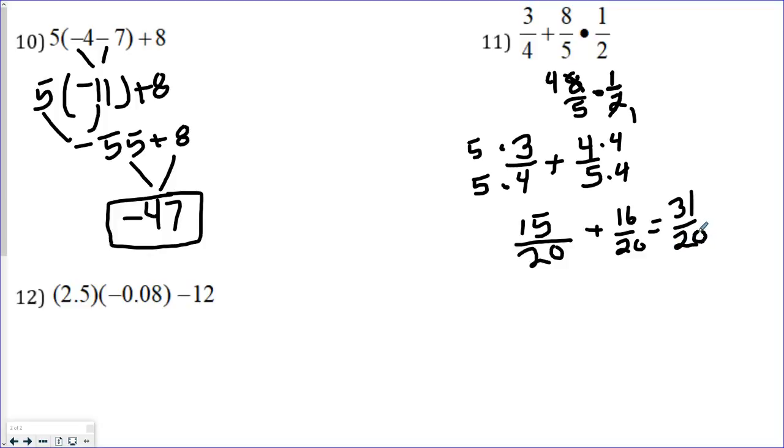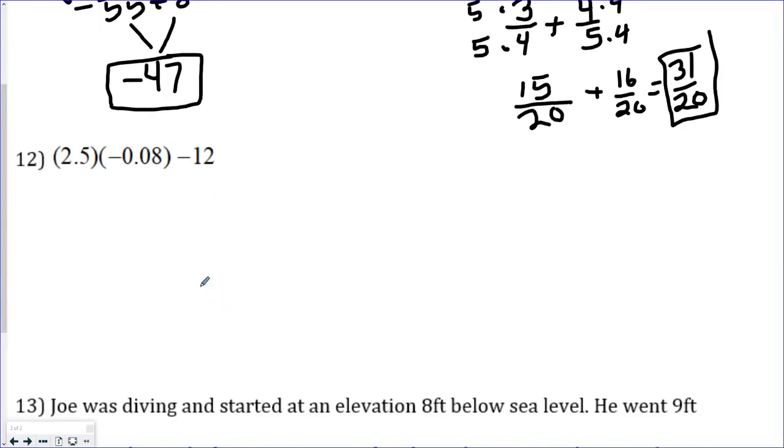And again, if you want to write it as a mixed number, you may, or you can leave it like that. So in this case, you do PEMDAS, so you do multiplication first, and then you do the addition second. And this one here is the same thing. You do your multiplication first, and then you take care of your subtraction.